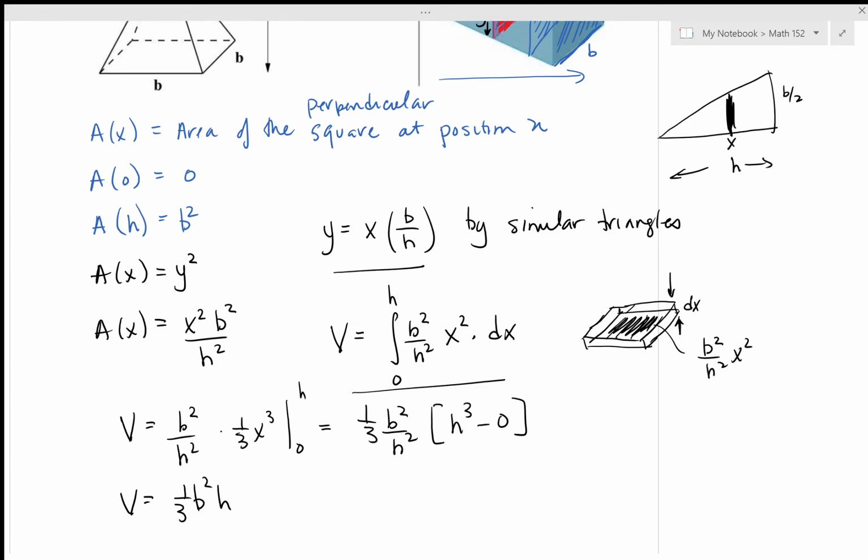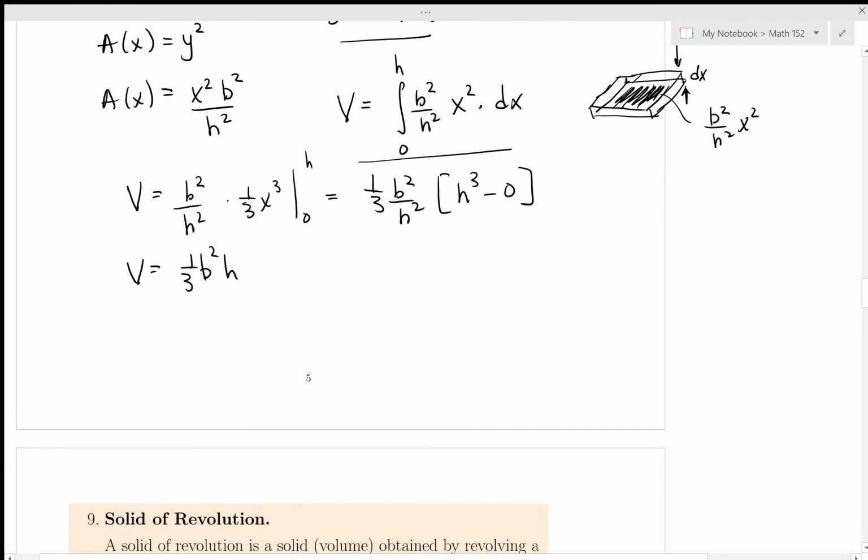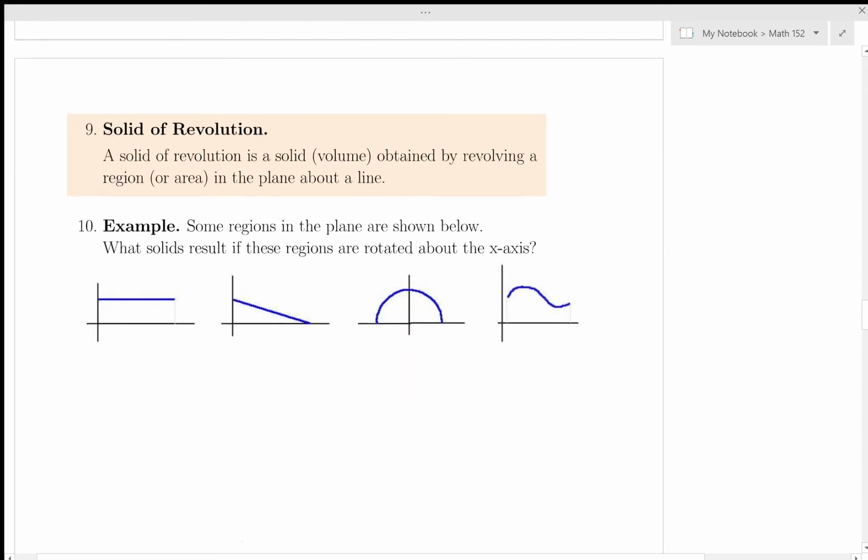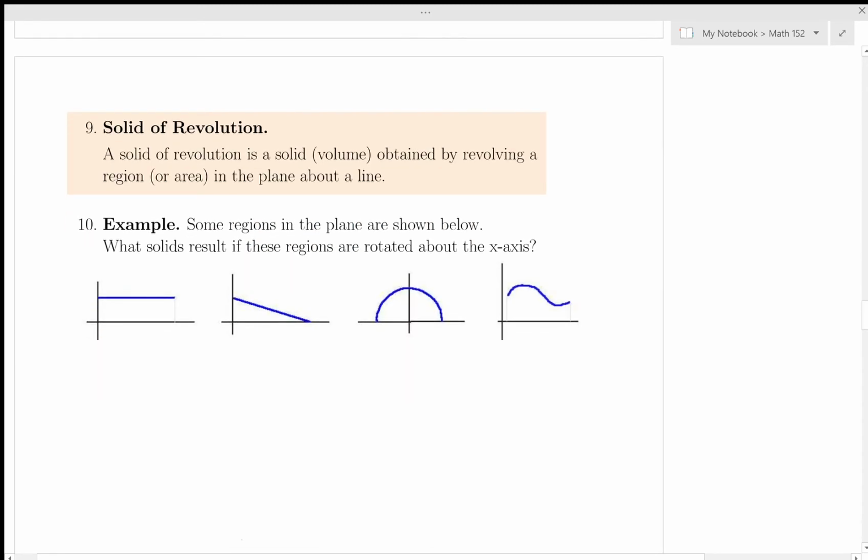Okay. Now, we're mostly going to focus in this course on finding solids of revolution. That one that we just did was not a solid of revolution. The solids of revolution, this is a special type of solid.